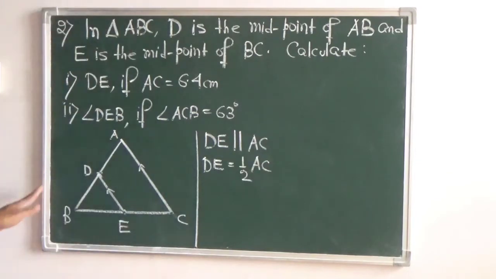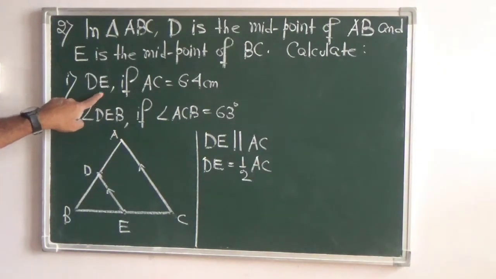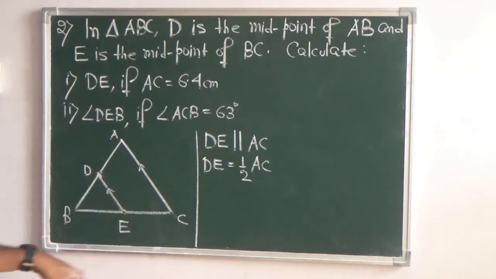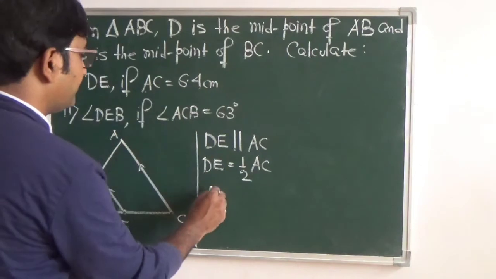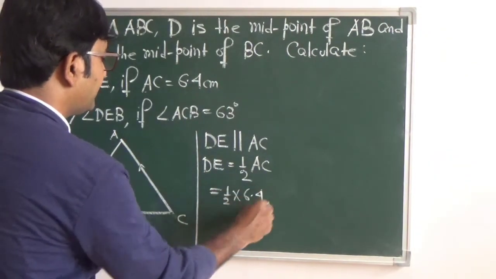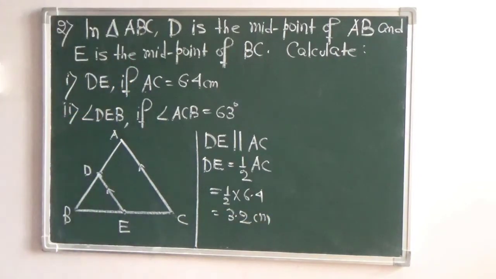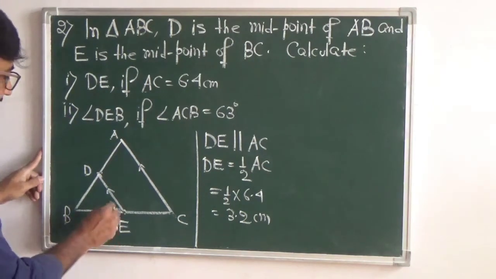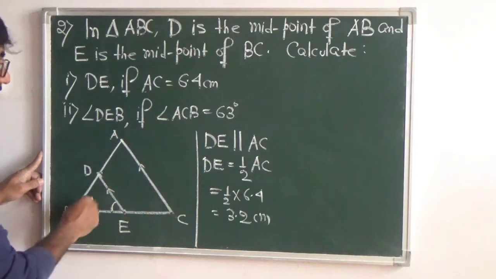Now let us see what we have to find in the question. We have to find the value of DE. According to the theorem, DE is half of AC. AC is given to be 6.4, so this equals half into 6.4, that is 3.2 centimeters. At the same time we have to find angle DEB. This angle we have to find, and we are given angle ACB equals 63.